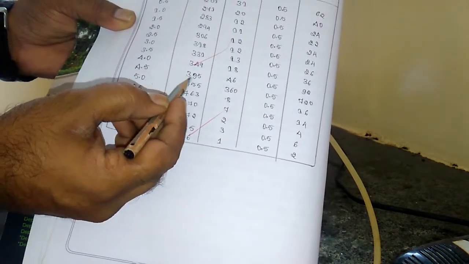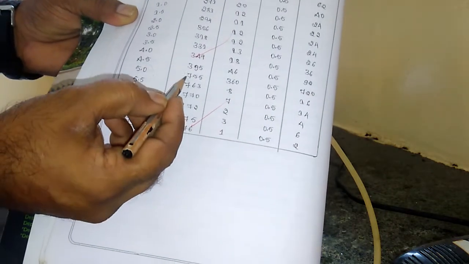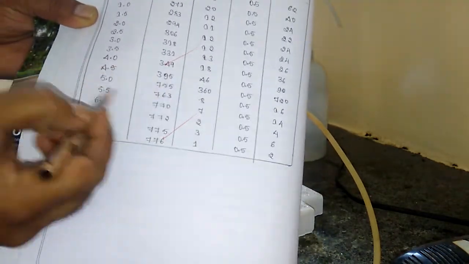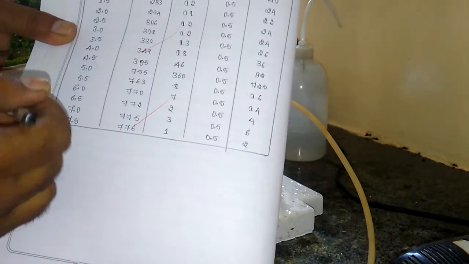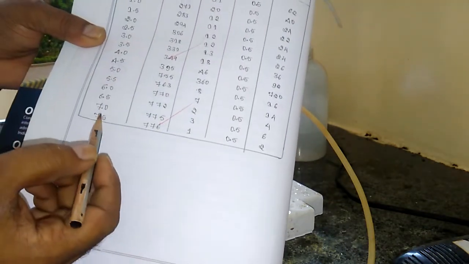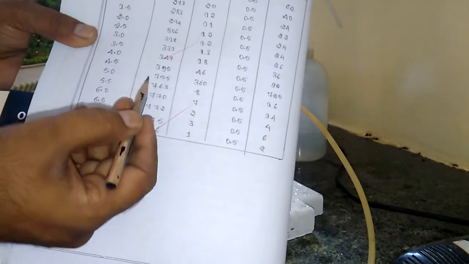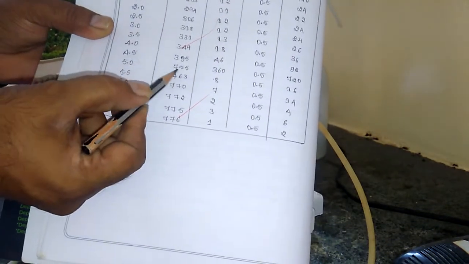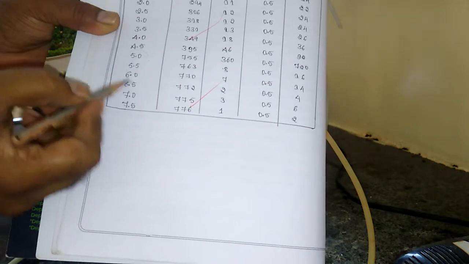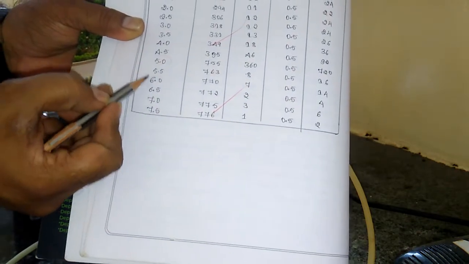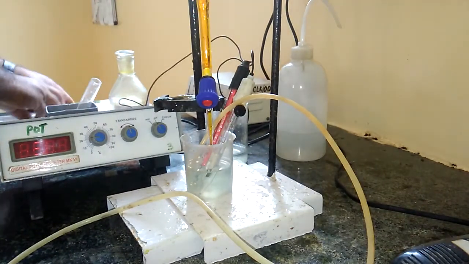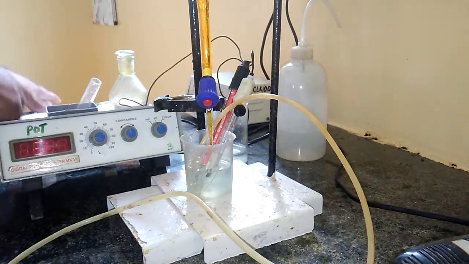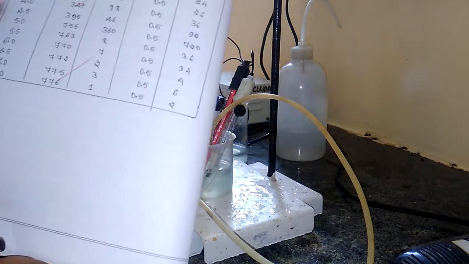So 4.5, 395, 5 ml, 755. This is called the equivalence point, the neutralization point. At this junction, all the FAS gets neutralized by this potassium dichromate. That means the reaction has ended here. After getting this jump, let us record 4 or 5 readings, like 1, 2, 3, 4, 5 readings, in order to get the graph in an accurate manner. After that, we have to switch off all these instruments and let's go with the calculation part.